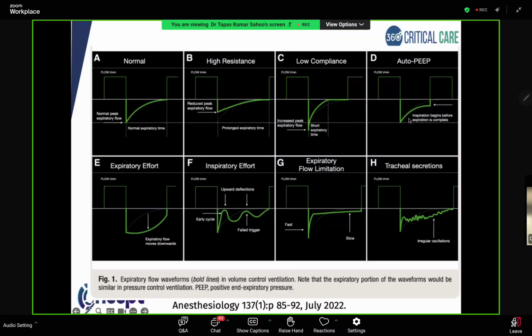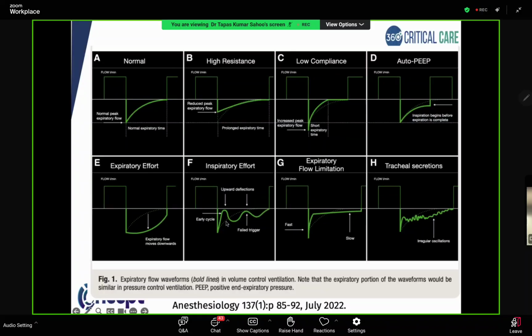Auto PEEP is generated, I have already told you the flow: the inspiration begins before the expiration is complete. So that means every time there is air trapping, and that is affecting the venous return and the hemodynamics. Now expiratory effort, you can see here the expiratory flow moves downwards. I have shown you the inspiratory effort in the inspiratory waveform, which was a little bit higher, a bit swollen in the last picture. Now the expiratory flow moves downward, that would be expiratory effort.